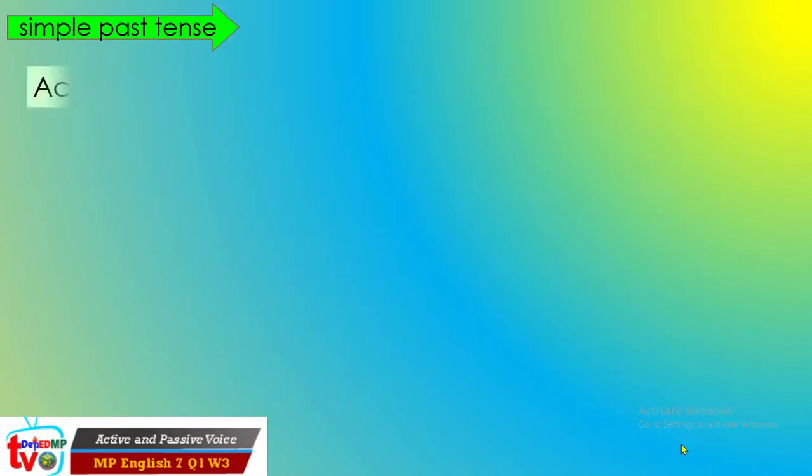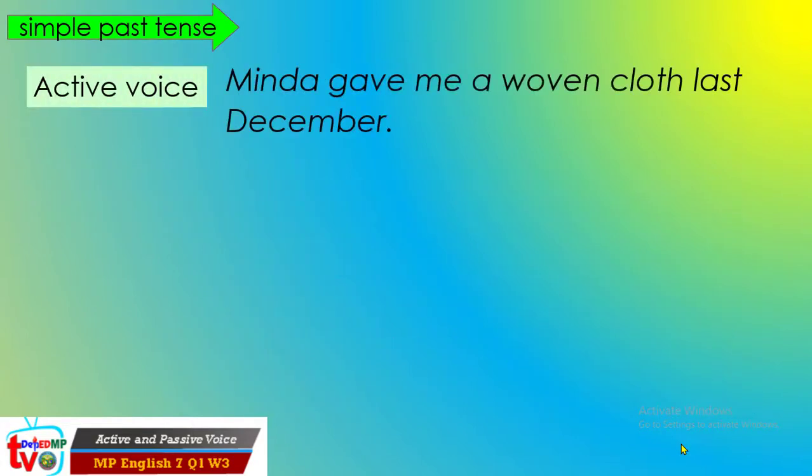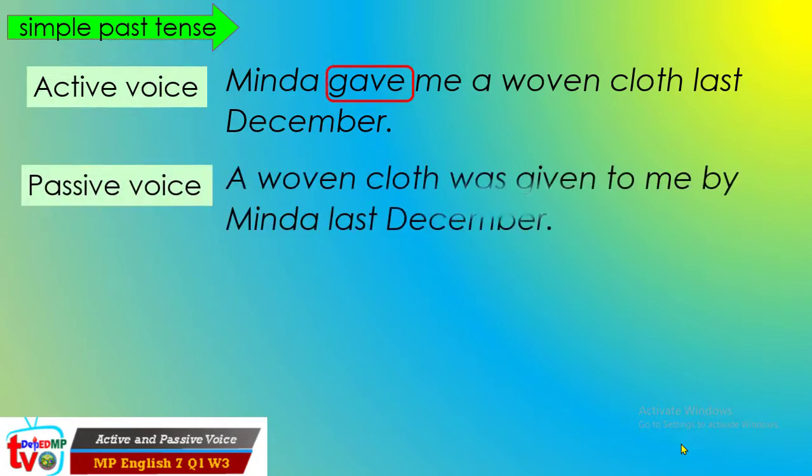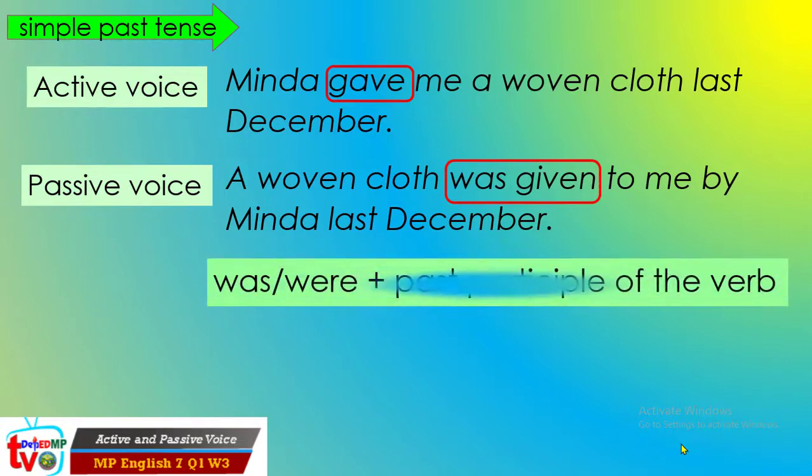Simple past tense. In the active voice, Minda gave me a woven cloth last December. The verb in the simple past tense is gave. In the passive voice, the verb now becomes was given. Here is also the pattern: was or were plus the past participle form of the verb.